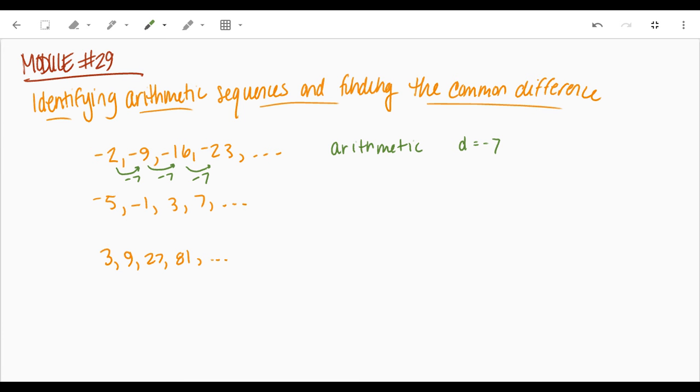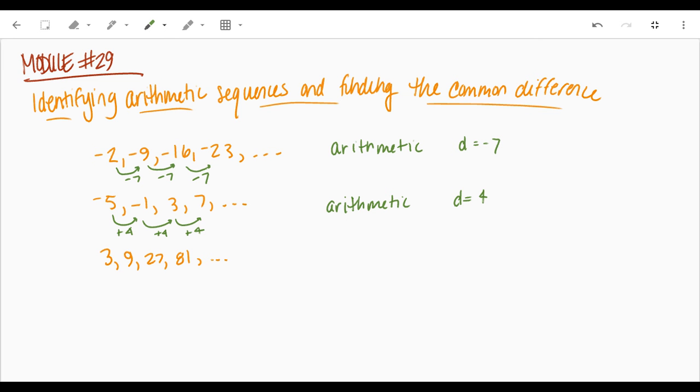If I look at the next one, -5 to -1, I'd add 4. -1 to 3, I'd add 4. 3 to 7, I'd add 4. Definitely appears to be arithmetic with a constant difference of +4.